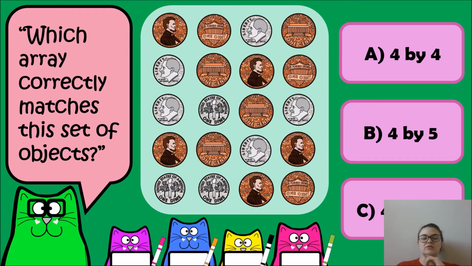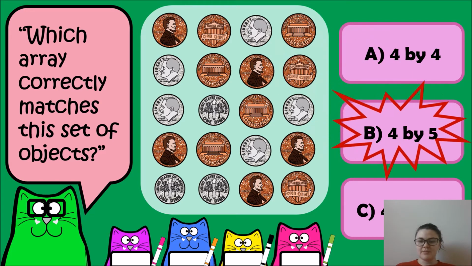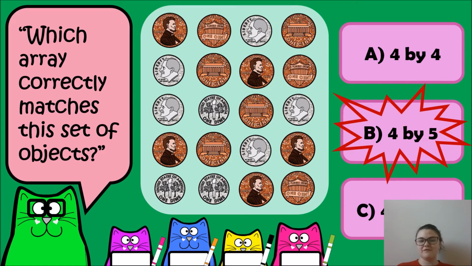Look at your rows, look at your columns, and try to decide. Remember, our rows go left to right, and our columns go up and down. Boom! The answer is B, 4 by 5. I can count 1, 2, 3, 4 of each in each row, and there are 5 rows.